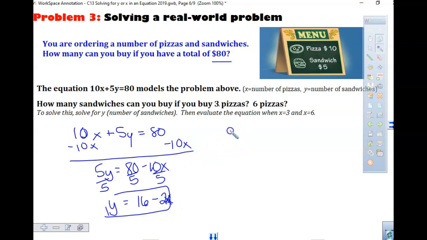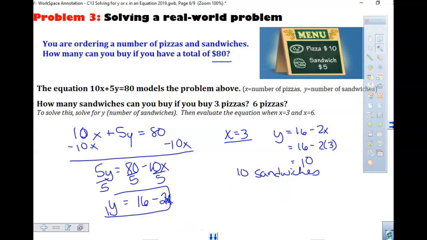And then they say, well, what if you buy 3 pizzas? So we're going to substitute in x equals 3. And then they ask, what if you buy 6 pizzas? So first, we're going to go with x equals 3. So you go to your equation, y equals 16 minus 2x, and you are going to replace the x with 3. So y equals 16 minus 2 times 3. 16 minus 6 would give us 10. So if we get 3 pizzas, how many sandwiches? We can get 10 sandwiches.